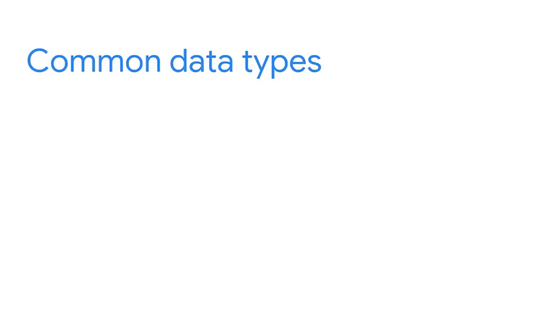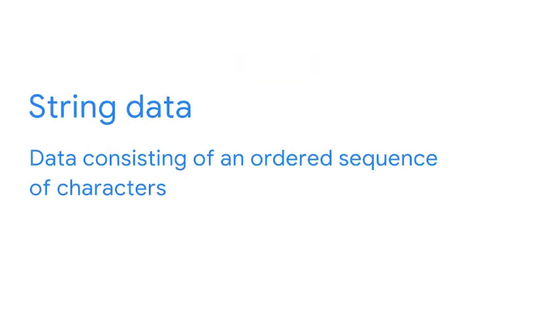In this video, we're going to continue using SQL queries and filters, but now we're going to apply them to new data types. First, let's explore the 3 common data types that you will find in databases: string, numeric, and date and time. String data is data consisting of an ordered sequence of characters. These characters could be numbers, letters, or symbols. For example, you'll encounter string data in usernames, such as a username analyst10.